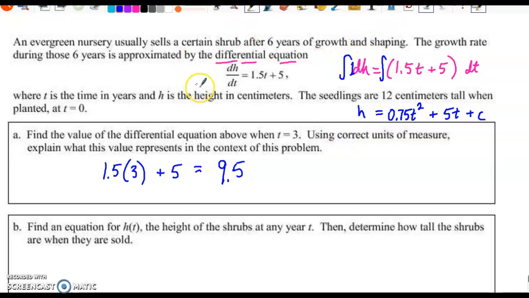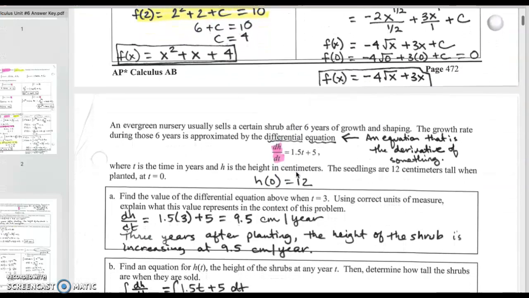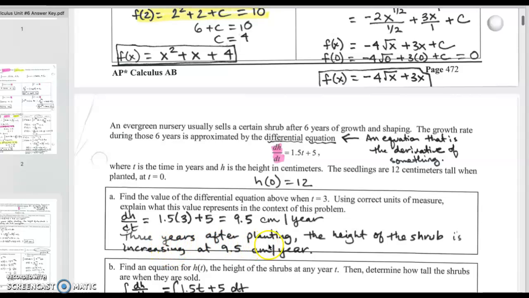And it even tells you that it's a rate, growth, there it is, rate. So that's based off the height is in centimeters, and I believe it's per year, where t is in years, so centimeters per year. Now, as far as context of the problem, I like to just reference the answer key. So exactly 3 years after planting, because it's a differential equation, it's the rate at that moment that the height of the shrub is increasing.